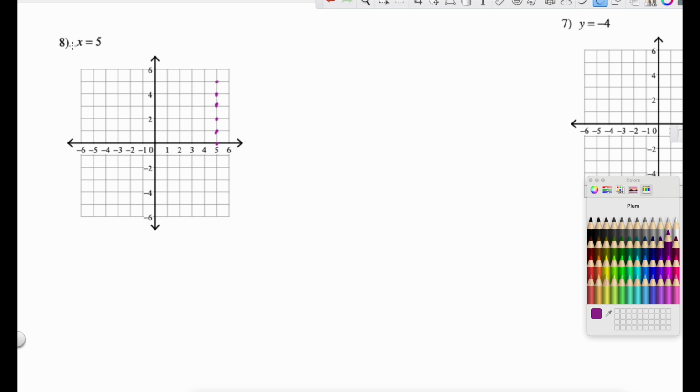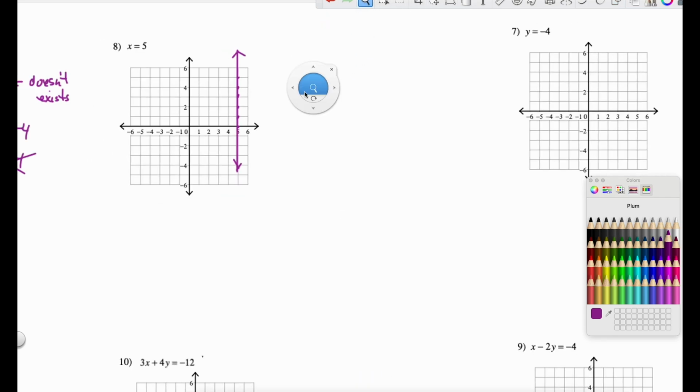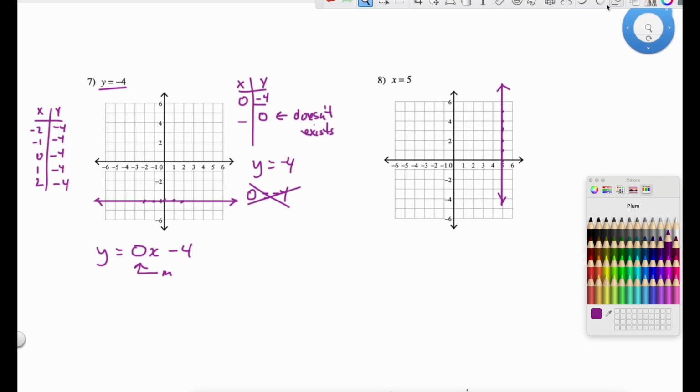So when we get x equals some sort of constant, a number like this, that just means we're going to have a vertical line. So these end up being vertical lines, and the other ones, y equals a constant, are horizontal lines. Okay, that's a unique case. So these are going to be vertical, and these are horizontal.